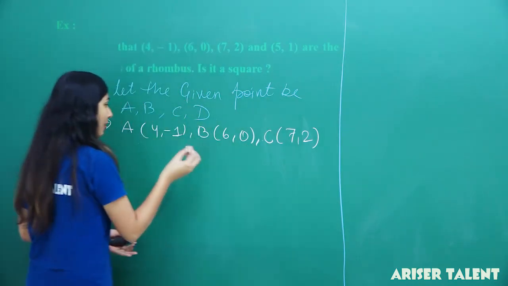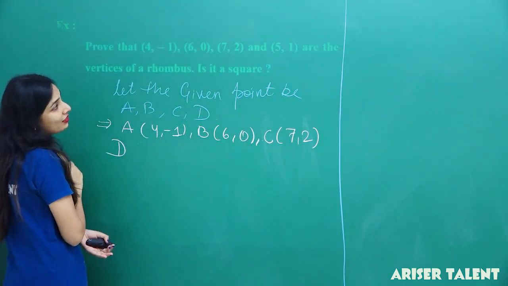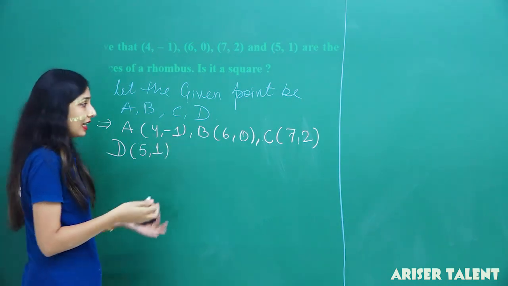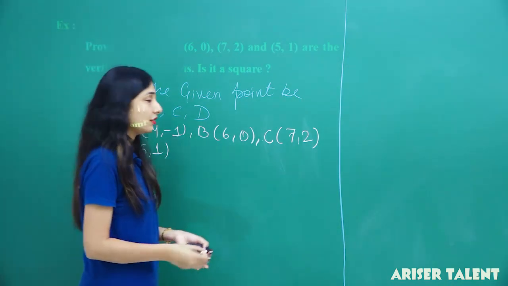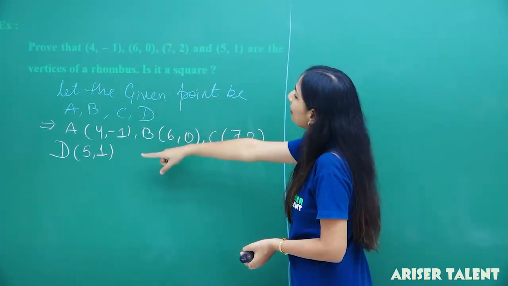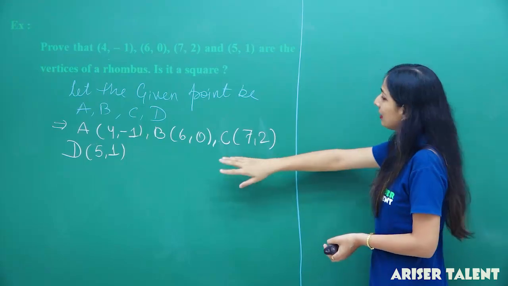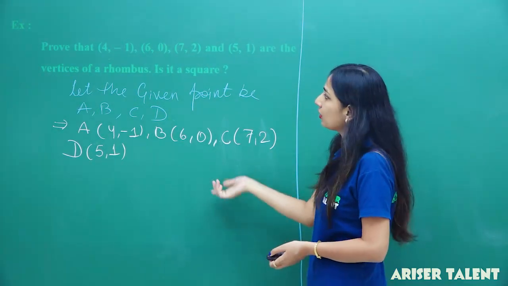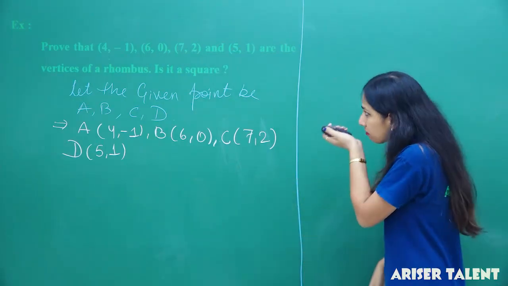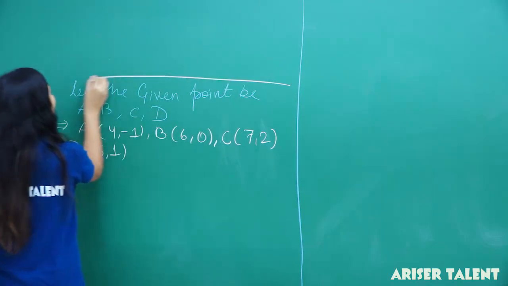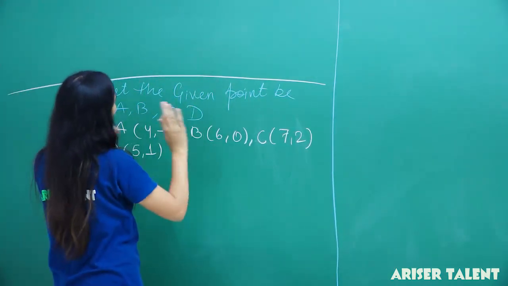Okay, now D is what? (5, 1), right? I'm eating letters, this is ridiculous. Okay, so (4, -1), (6, 0), (7, 2), (5, 1). So this is the question. Now we have to verify all these things.